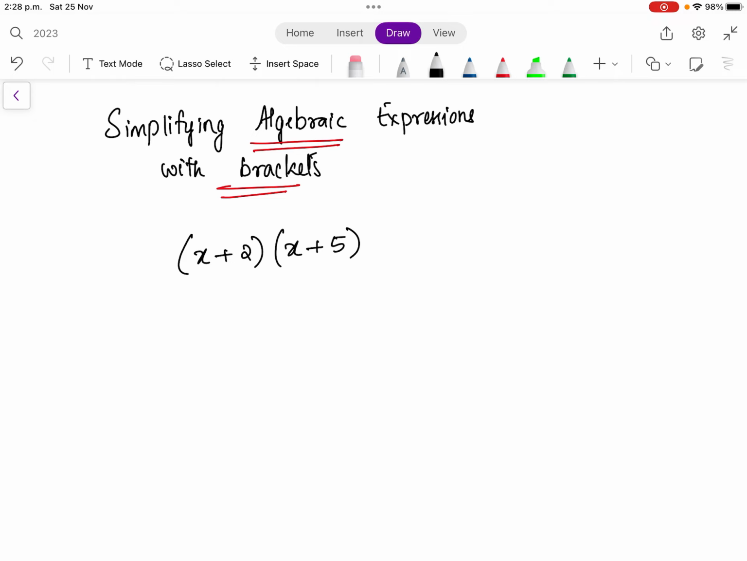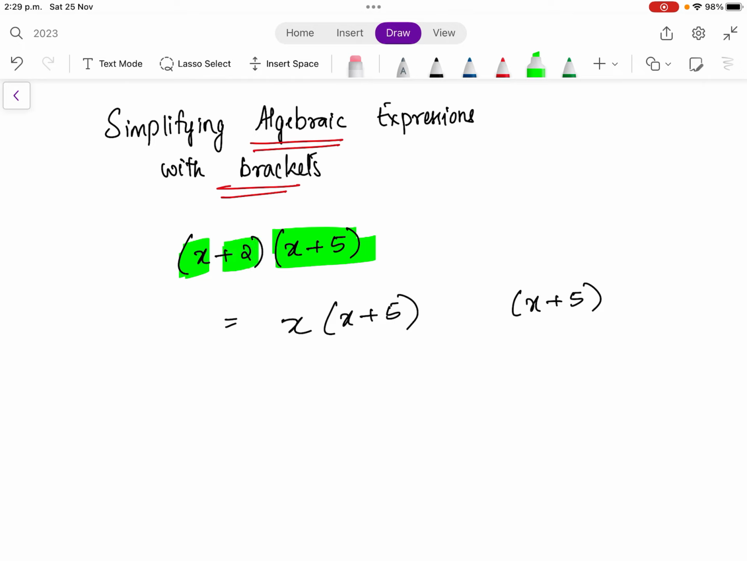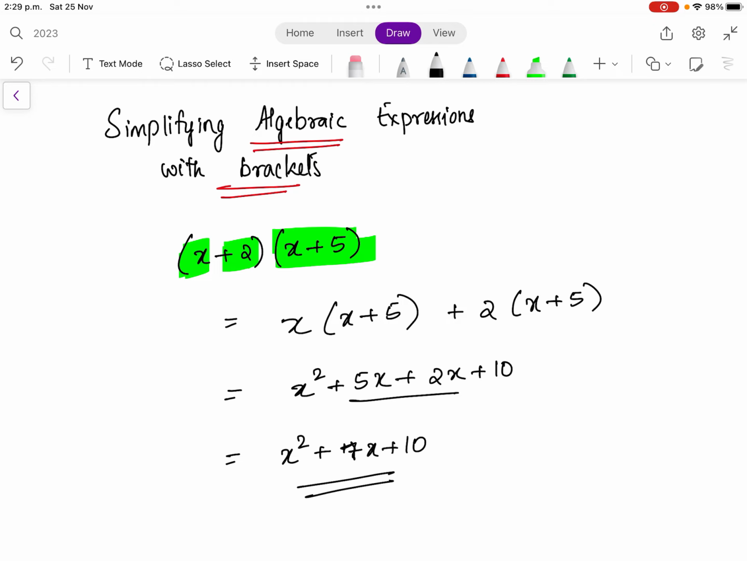Okay, so the first method, the easy way to do it, is to take the second term and write it two times, just a bit apart like this. Then take the first term of the first expression, that is x, and put it over here. Then take the second part, plus 2, with the sign also, and put plus 2 here. Now it takes the form of a normal bracket expansion. So you get x square plus 5x plus 2x plus 10. These are like terms, so you simplify: x square plus 7x plus 10. Okay, so this is the answer.